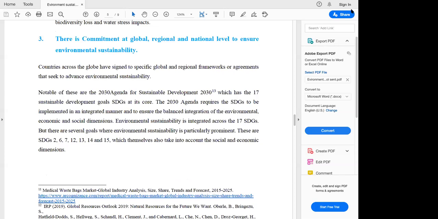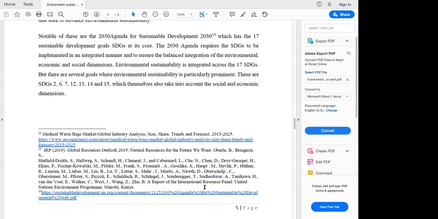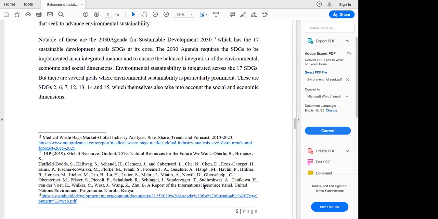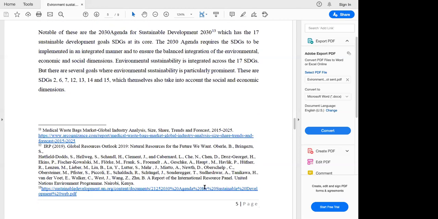That being the case, the agenda also has specific goals that have a very big focus on environmental sustainability, which goals themselves have the social and economic dimensions integrated. These are SDGs 2, 6, 7, 12, 13, 14, and 15. If you go to the details of the agenda, which are indicated in the presentation.